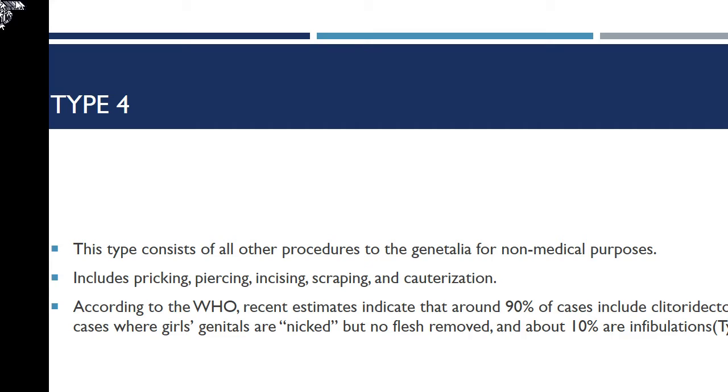Type 4, which is the last type of female genital cutting, consists of all other procedures to the genitals for non-medical purposes. This can include pricking, piercing, incising, scraping, and cauterization.